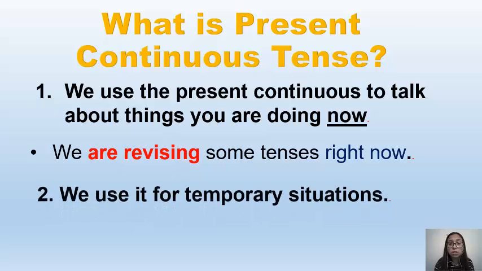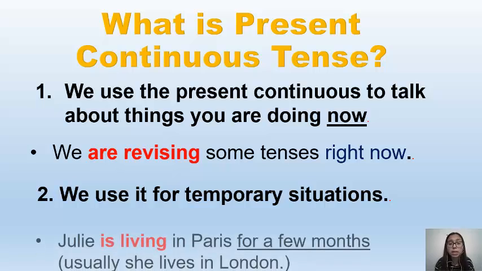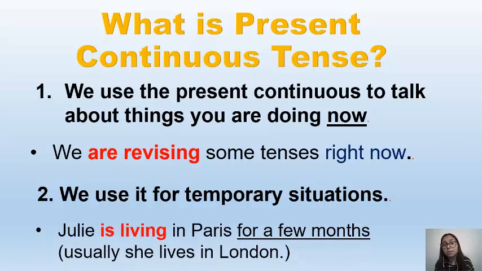We can also use it for temporary situations. For example, if I decide to live in a particular place for a period of time, we can say Julie is living in Paris for a few months. She usually lives in London, but now she's living in Paris for some time. So in that case, you can use the present continuous.